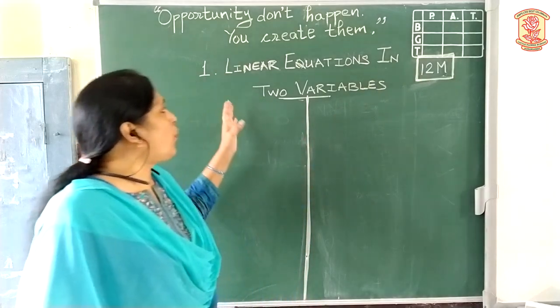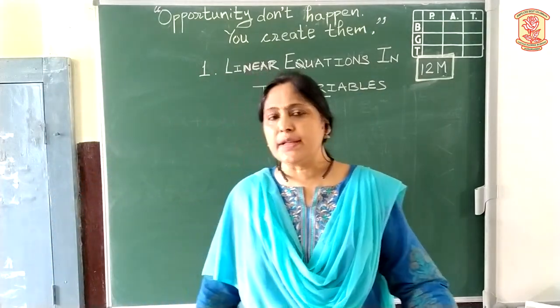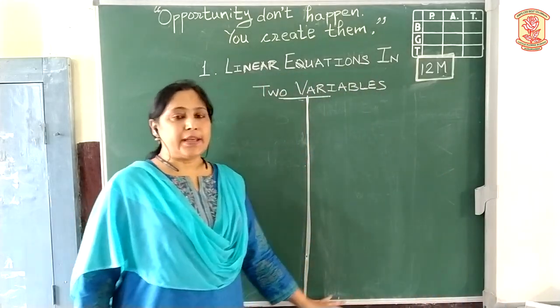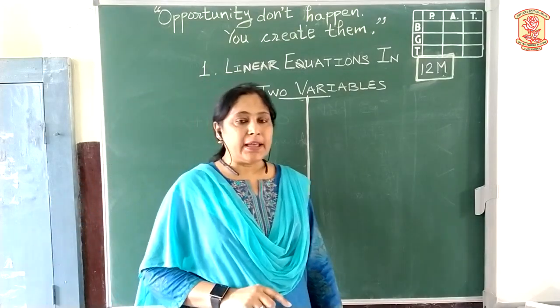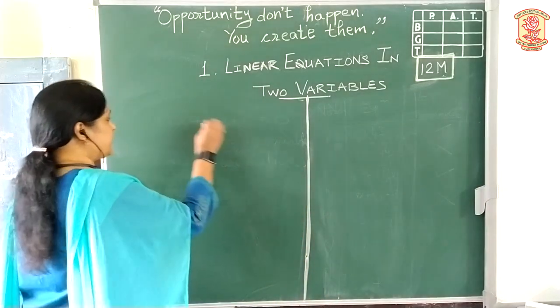Now, we are going to see what is a linear equation. A linear equation is an equation whose highest degree of the variable is 1. We can have it with one variable. We can also have the linear equation in two variables.